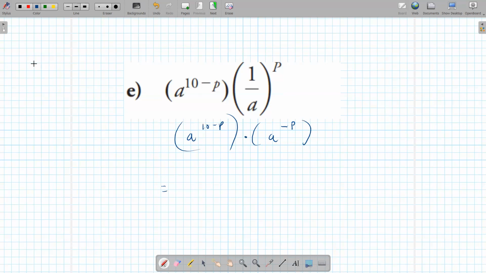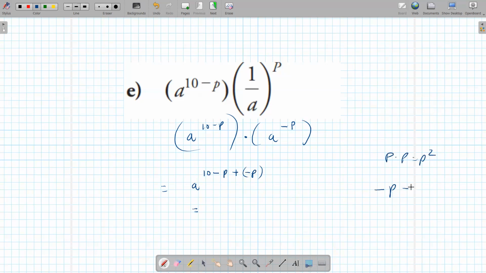We want to combine the bases. Any ideas? You add. What's 10 minus p minus p? It's a to the power of 10 minus p plus negative p, yeah? The p's don't cancel out. Oh, so it's p squared? No, it's not. Try again. P squared would be p times p, not p.